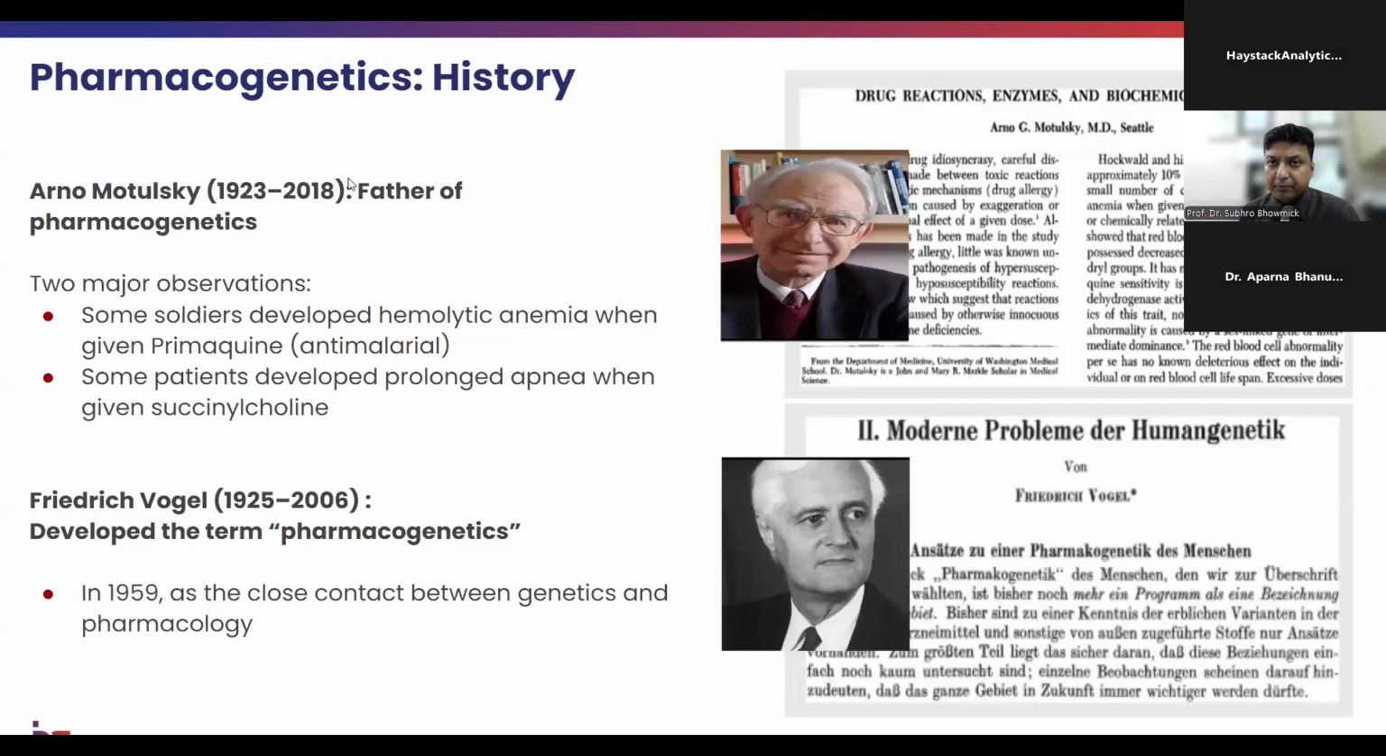And if there is long apnea, these patients go into respiratory failure. They need to be ventilated. So these were the early discoveries in the 1950s, which resulted in the coining of the term pharmacogenetics in 1959 by Frederick Vogel, who is also considered the father of pharmacogenetics. He found a close connection between genetics and pharmacology.